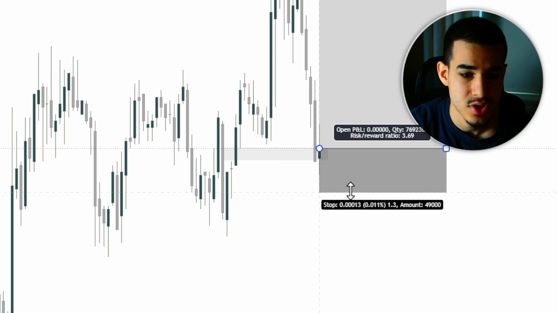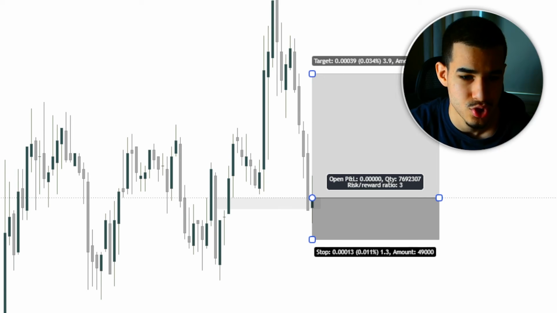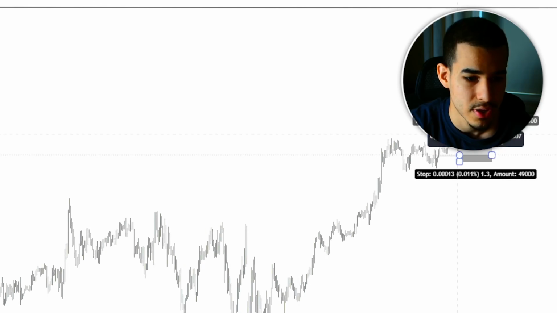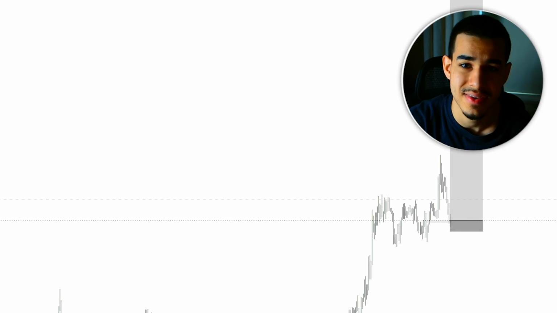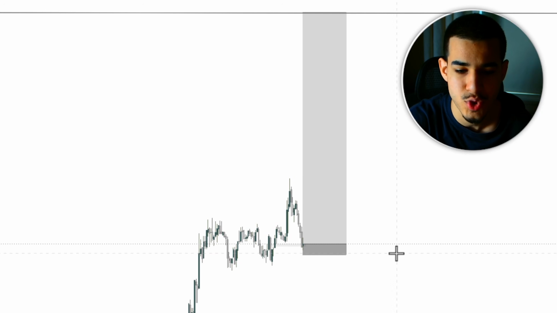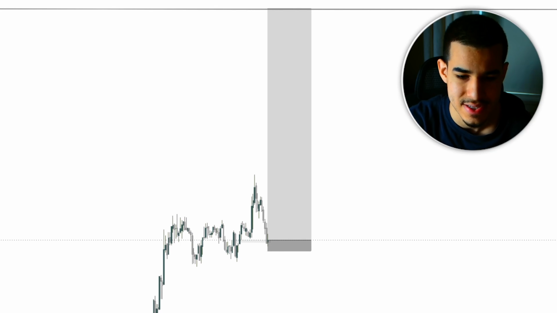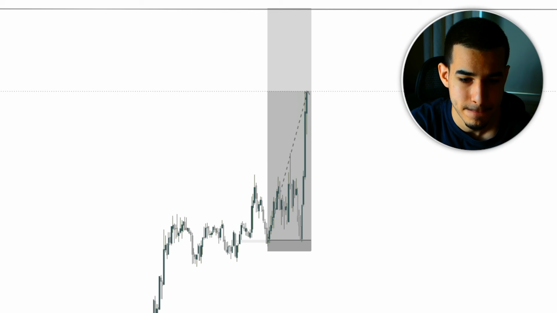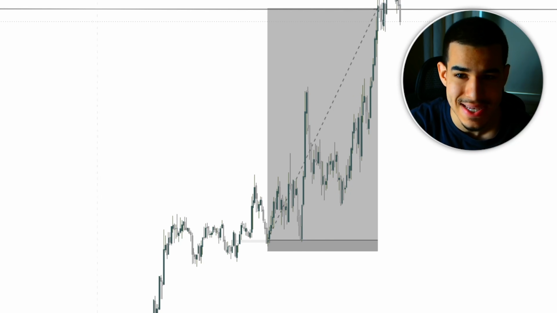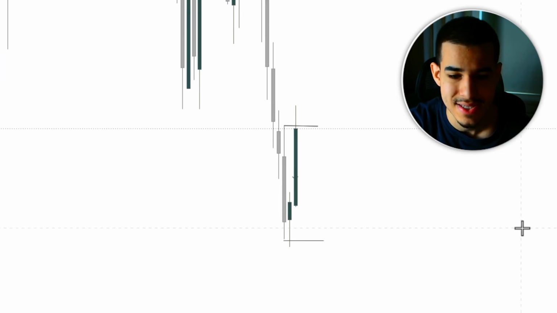For me personally, I would target a 1 to 3 because I wouldn't want to target all the way up here for a 1 to 20, 21. But this is how this concept works. It will help you identify the direction for your trades. Let's see what happens over here. As you can see, price hit that daily candle's high, and that's how you use this candle concept.